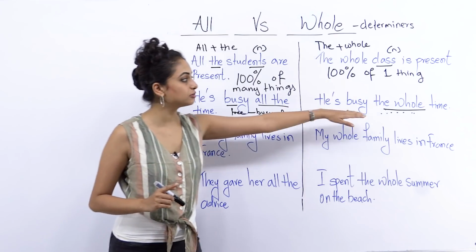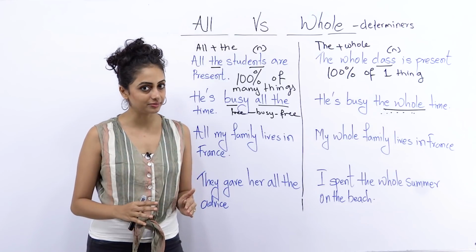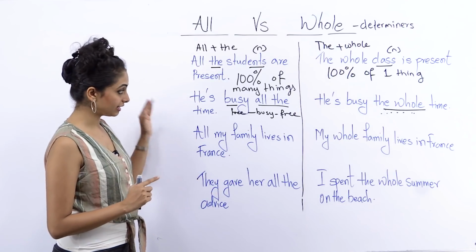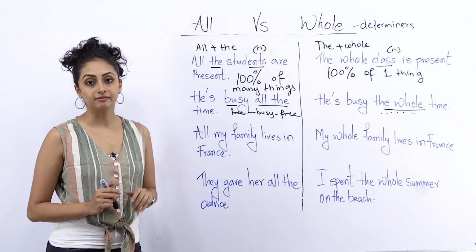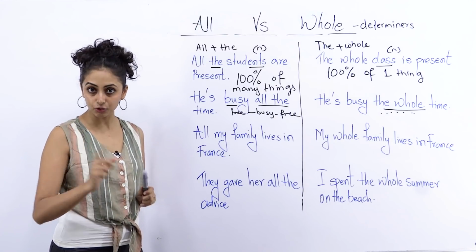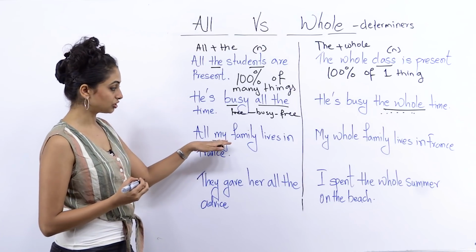But when I use the term whole, I mean the whole time, literally. Now, having said that, let's move on to the next example. All my family lives in France. The first thing that you must notice is that we have a possessive adjective over here, which is my.